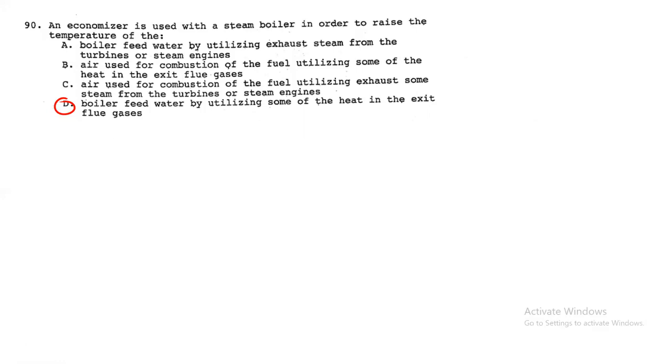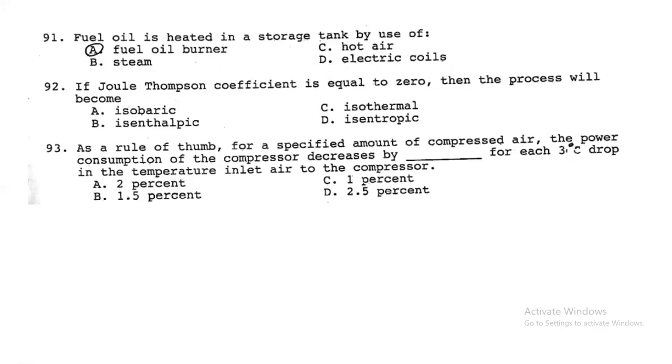Then next, 91. Fuel oil is heated in a storage tank by the use of... Siyempre, fuel oil burner. The next, 92, if Joule-Thomson coefficient is equal to 0, then the process will become... Ang sagot sa 92, isothermal. Then 93, as a rule of thumb, for a specified amount of compressed air, the power consumption of the compressor decreases by blank for each 3 degrees Celsius drop in the temperature of inlet air to the compressor. Ang sagot dito, syempre, 1%.